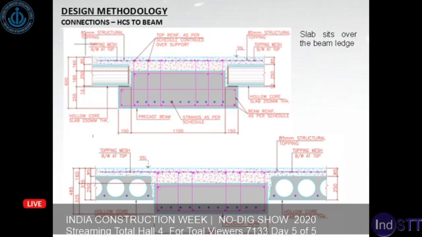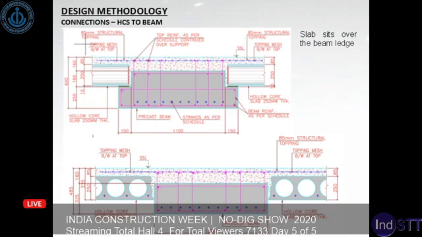and sometimes we also place one rebar at every joint of the hollow core slab, which comes at 1.2 meter, to avoid progressive collapse of the hollow core slab in case there is a loss of support.